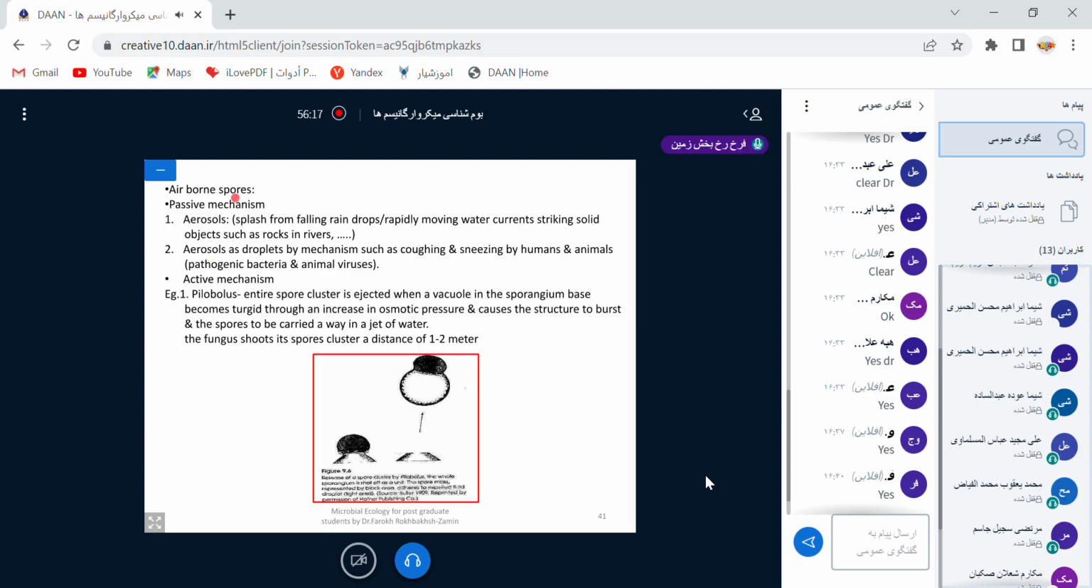Airborne spores. Some microbes can produce spores. Those spores can come into the air and travel from one place to another. Sometimes a spore-producing organism helps them go into the air, and sometimes they go into the air without help.